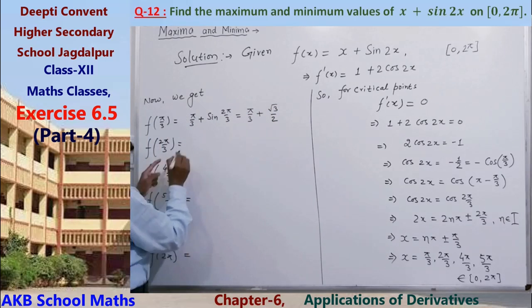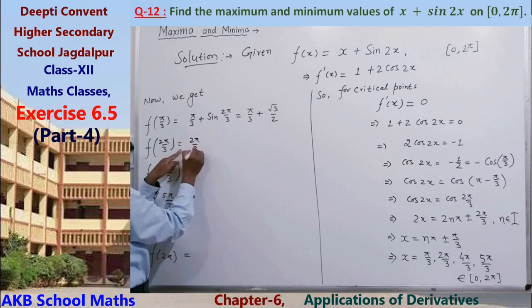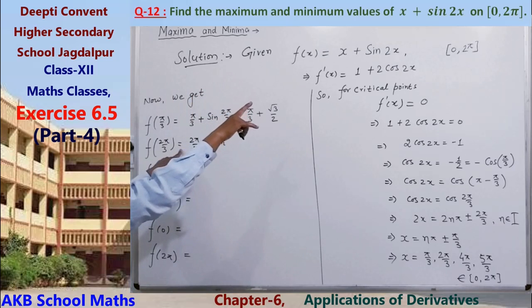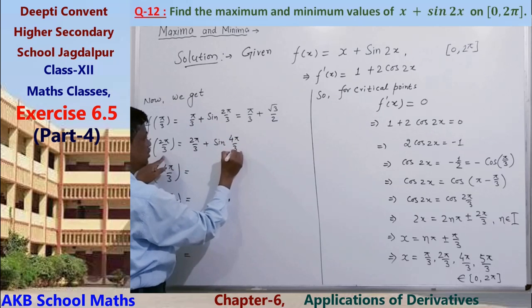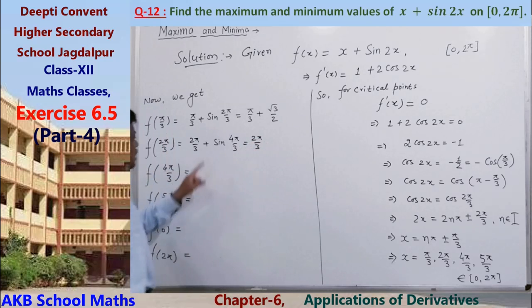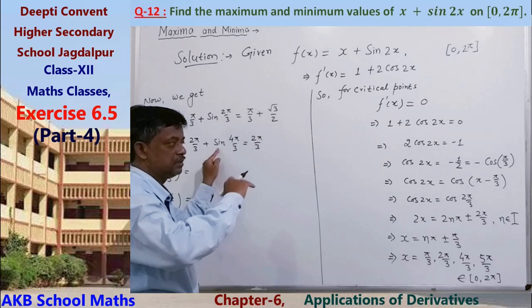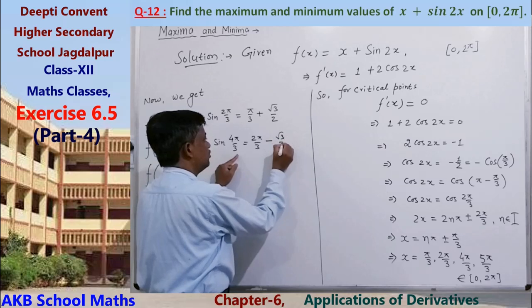Okay. Similarly, f of 2 pi by 3 is 2 pi by 3 plus sine of 2 times 2 pi by 3, that is sine 4 pi by 3. Sine 4 pi by 3 means sine of pi plus pi by 3. Sine of pi plus is in the third quadrant, so it is minus sine pi by 3, which means minus root 3 by 2.